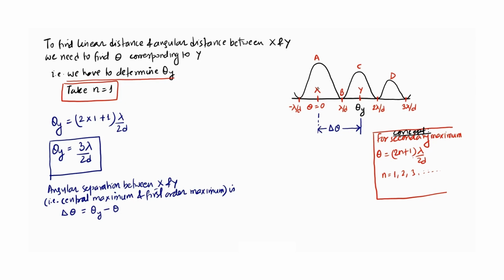So we can find in this diffraction pattern theta x equals 0, and we have obtained theta y equals 3 lambda by twice d. Therefore, we have 3 lambda by twice d minus 0. Therefore, angular separation delta theta equals 3 lambda by twice d. So we have this. Now, we are going to find the linear distance.